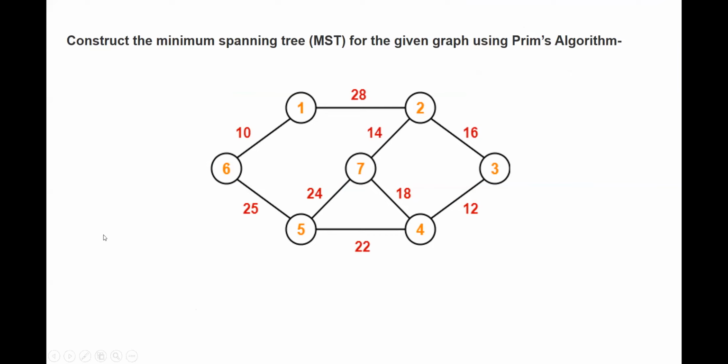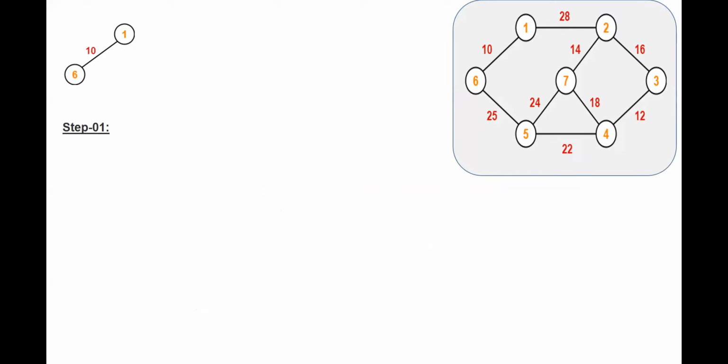Construct the minimum spanning tree for the given graph by applying Prim's algorithm. Let's get into the solution step by step. So this is the given graph that you are seeing on the right hand side of your slide. So this is step 1.